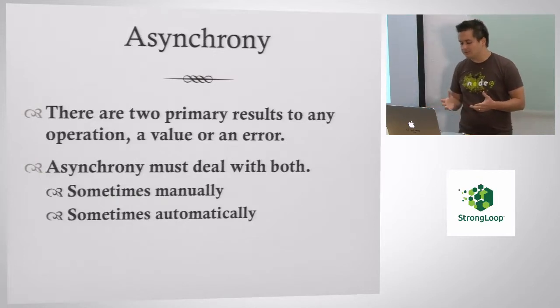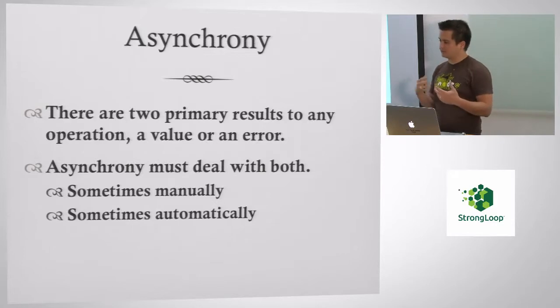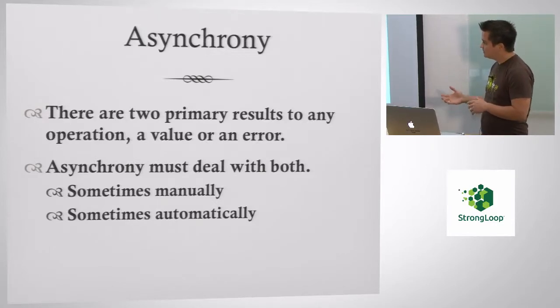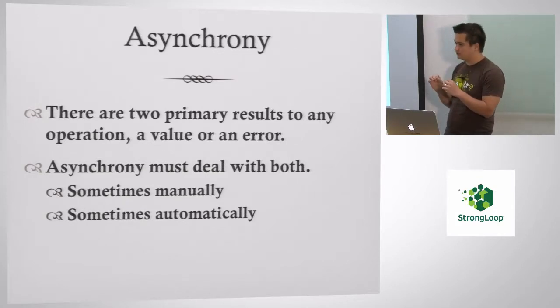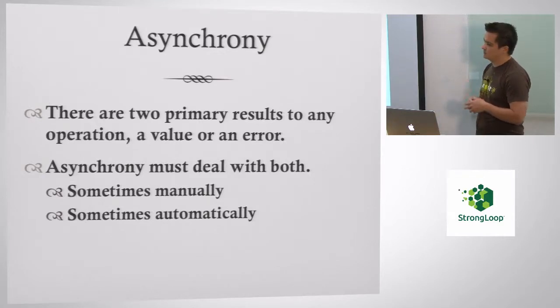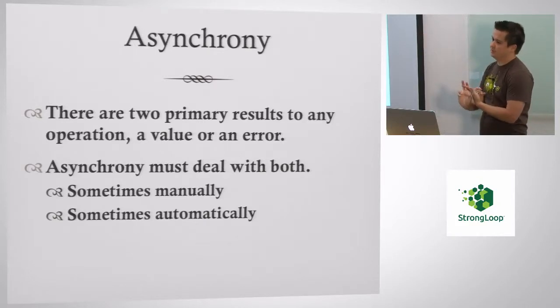There are 2 primary results to any operation, a value or an error. This was part of the callback contract, but it's actually also part of the promise contract or the promise spec. So pretty much everything that I mentioned in the callback contract also has a corollary in the promise spec, because a lot of these values are characteristics not of the specific asynchrony, but of general asynchrony itself. Stuff like your callback should always be called on the next tick.